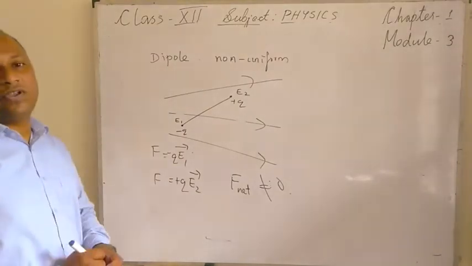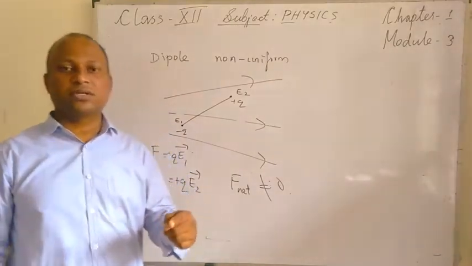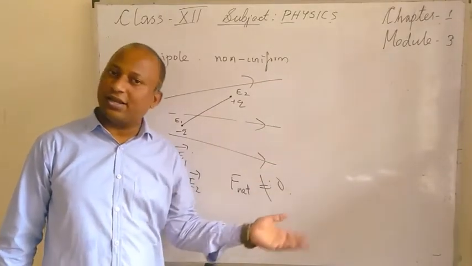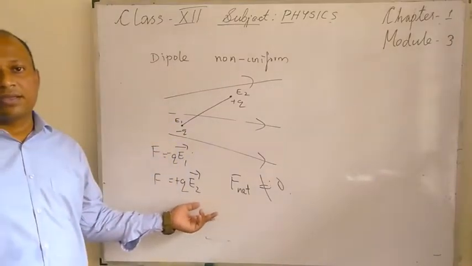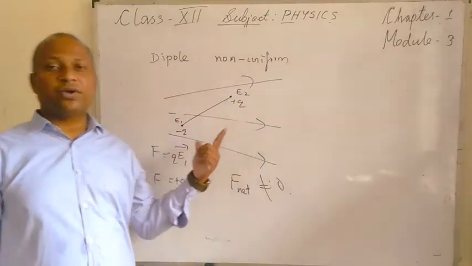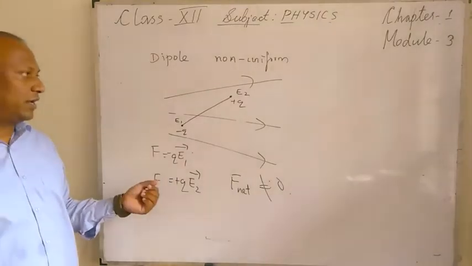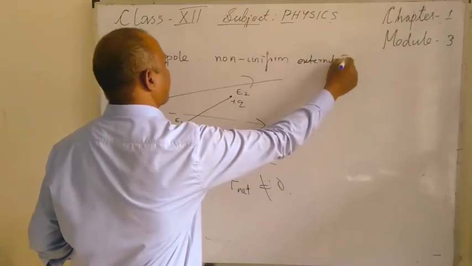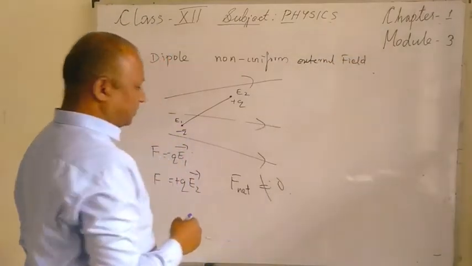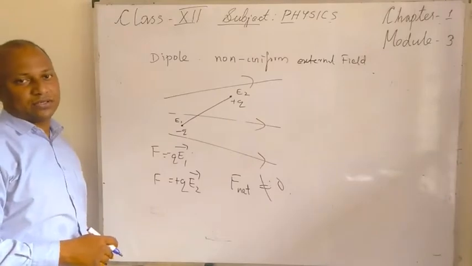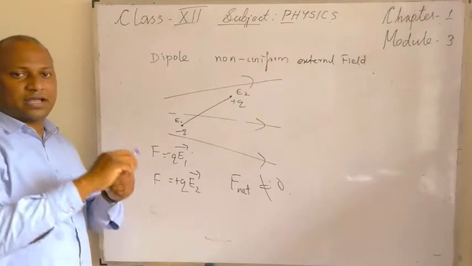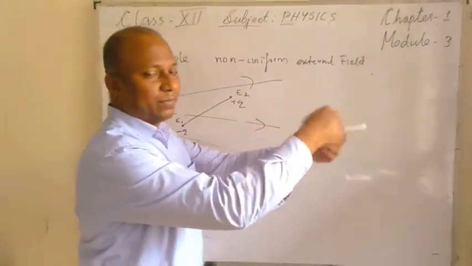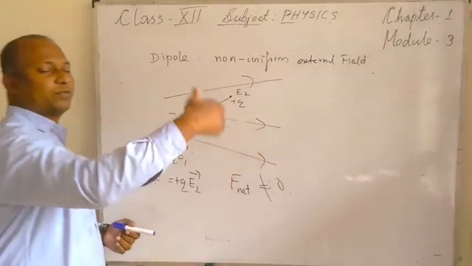So such a dipole will experience both torque and force, because torque was already there and here also torque will be there. The net force is 0 in the uniform field, but in a non-uniform external electric field a dipole will experience both force and torque. It means it will rotate and also move. Both translatory and rotatory types of motion will be present.